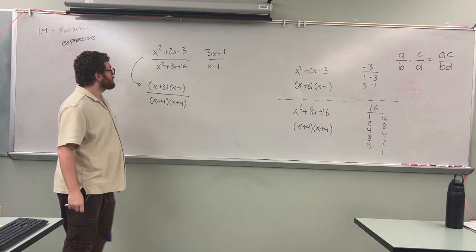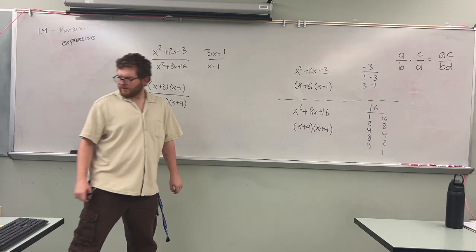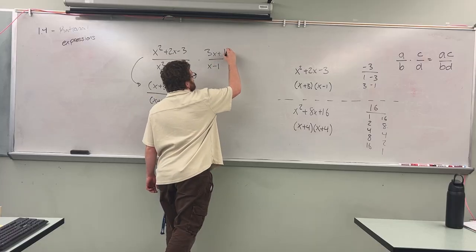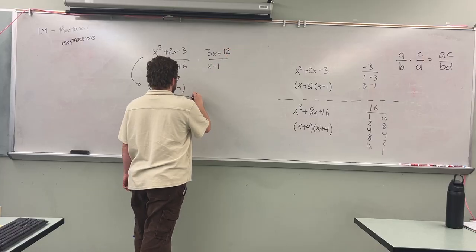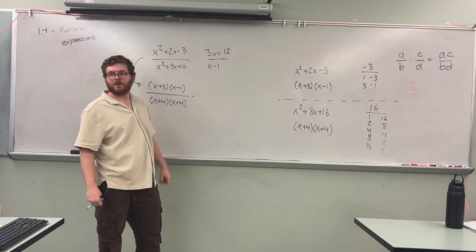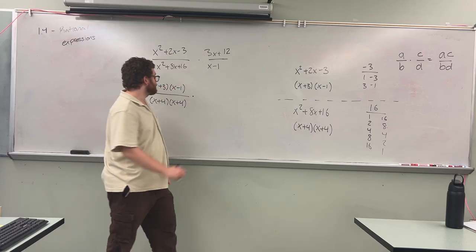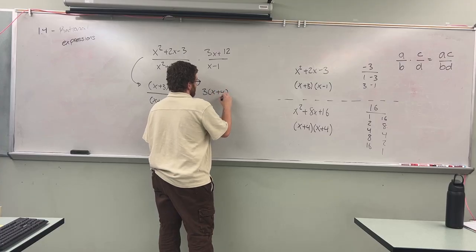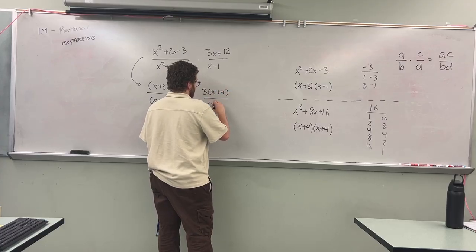All right. Is that supposed to be 3x plus 1? No, it's 3x plus 12. What is a common factor of 3x and 12? 3. I'm left with x plus 4. And then on the bottom, I get x minus 1.